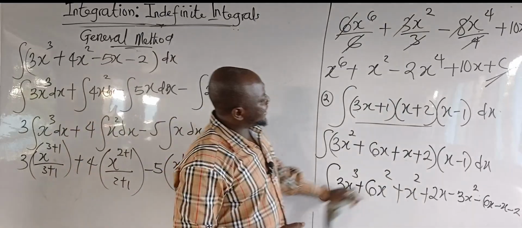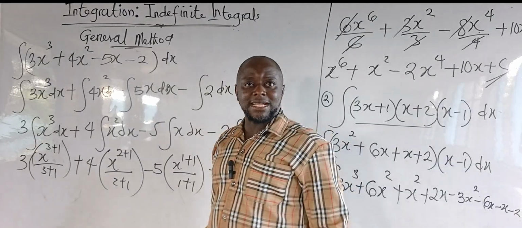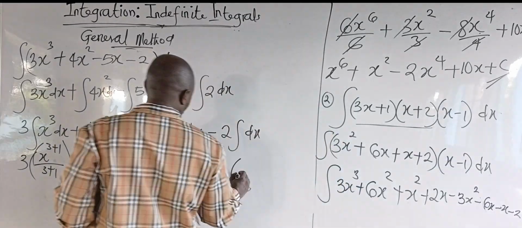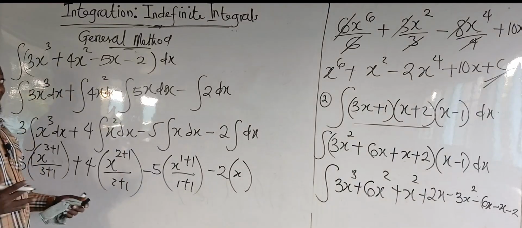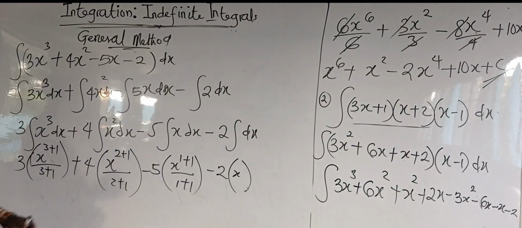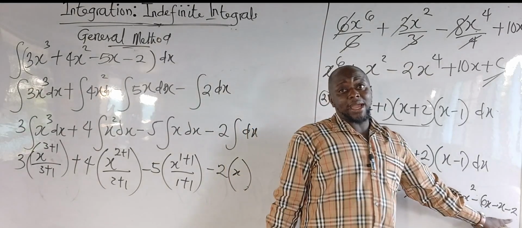Remember from the beginning, watch this. We have 2 here. So there's no x with it. So that's a constant. So just add x to that. So if you add x to this one, that is all. You're not integrating that as 1 plus 1. You just leave it as x, because 2 there doesn't have x from the beginning. Look at it. There's no x with it.